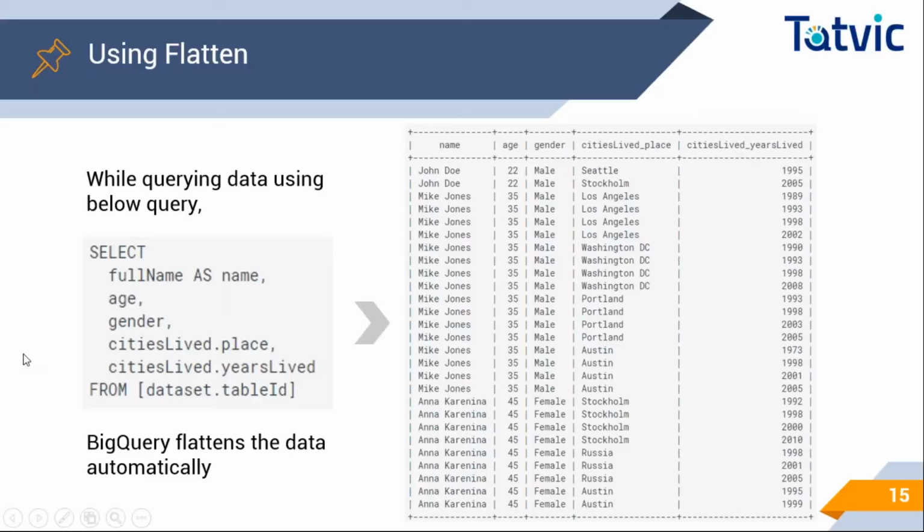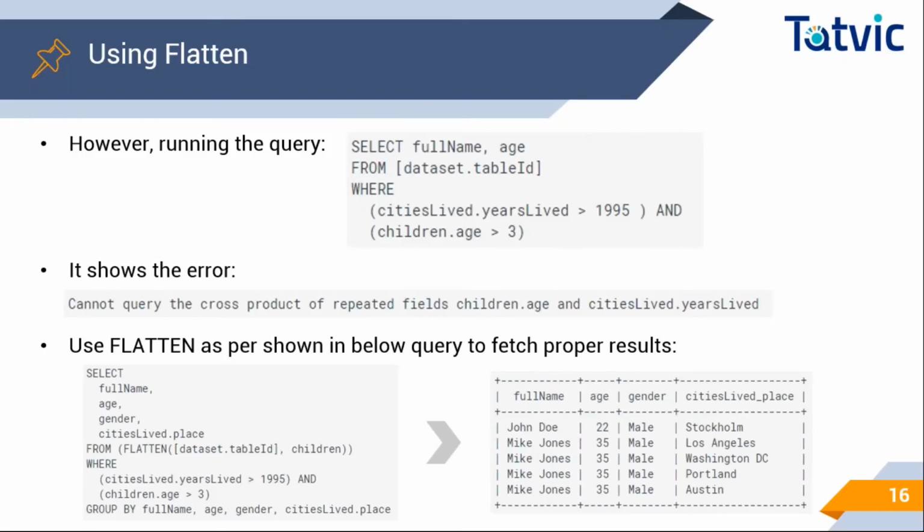So here essentially I'm using one nested field, just one. It's not a combination of two. That's why BigQuery understands that very well and flattens the data on its own. Like you're seeing, if I had just 3 users, John Doe, Mike Jones, and Anna Karenina, you will have name, age, and gender being flattened against all the cities they have lived in, against all the years they have lived in, right? So this is essentially what flattening does on its own.